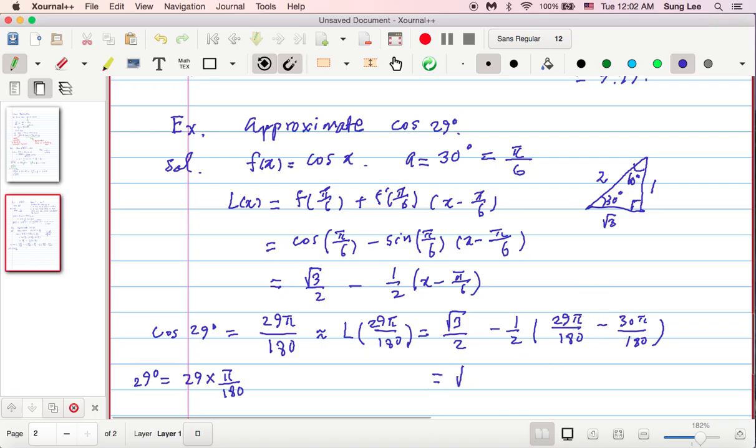So we have square root of 3 over 2 plus pi over 2 times 180, which is 360. Okay, right? So I'm gonna leave it at that. Of course, you can calculate the numerical value, for instance, using pi equals 3.14, but I'm gonna just leave it there, right? So that's going to be the approximation to cosine 29 degrees. Okay, so it's not bad.